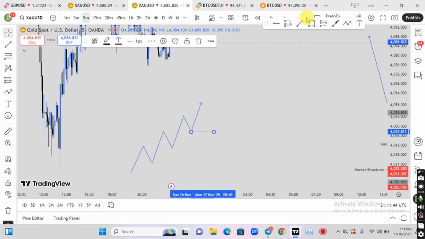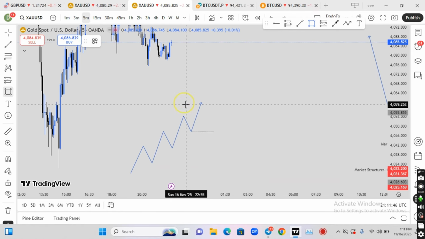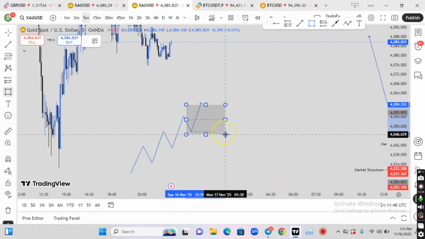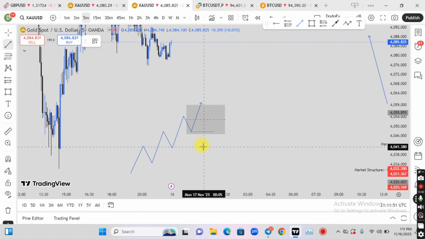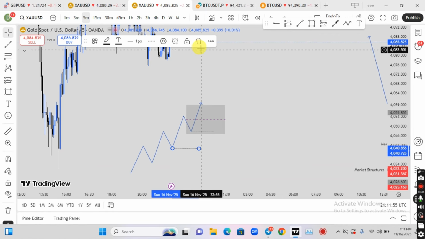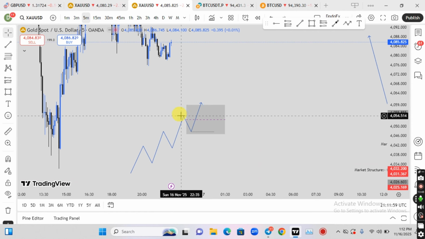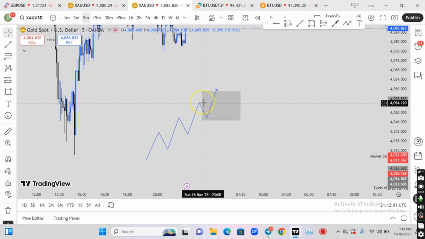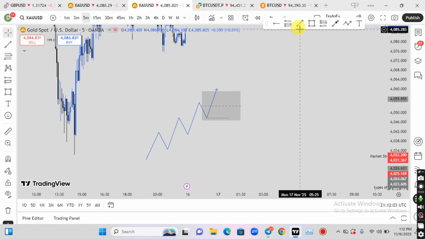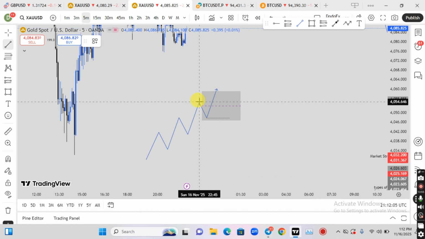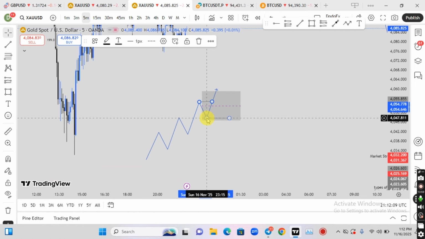If this side is not formed yet, then this will be your recent low here, right? And also, if this side is not yet formed, this will be a recent low. So this is the recent high here. This is the recent break of structure here. A recent resistance level. You can say resistance level, right? And this is a recent low here. This is a recent higher high, higher low. These are recent zones here.